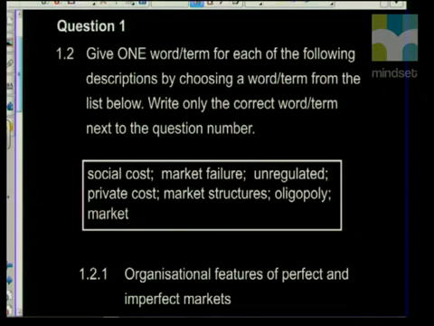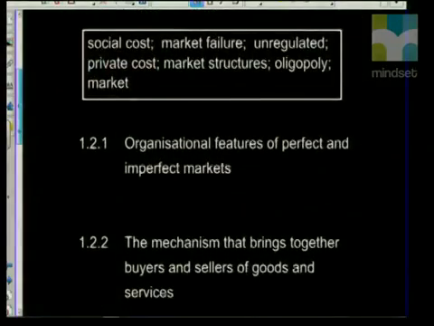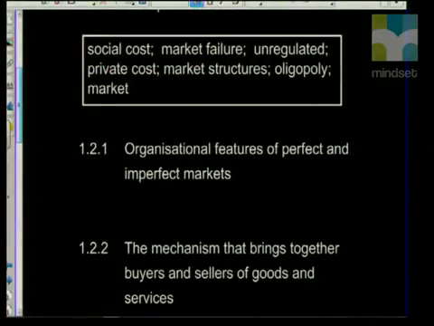Then we move on to question 1.2. Give one word or term for each of the following descriptions by choosing a word or a term from the list below. Write only the correct word or term next to the question number. Now, in this example, I will just underline the correct answer. First, look at the options that are available before you start answering the question. Social cost, market failure, unregulated, private cost, market structures, oligopoly, and market.